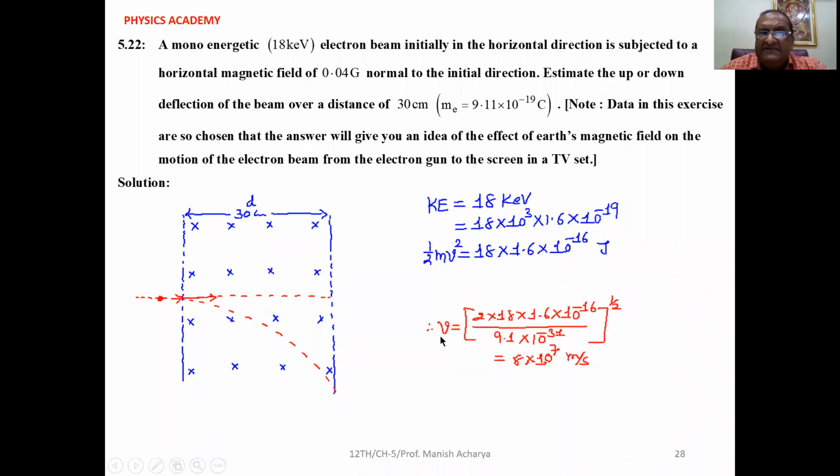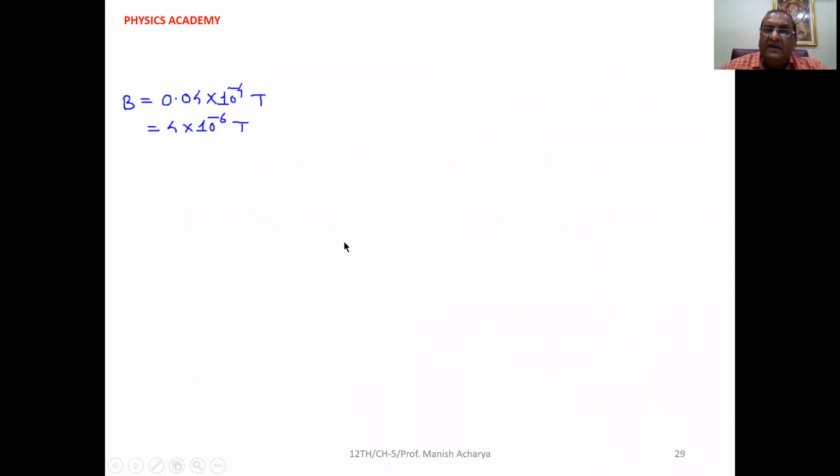Now here make V the subject of the equation. So V equals 2 into 18 into 1.6 into 10 raised to minus 16 divided by the mass of electron, that is 9.1 into 10 raised to minus 31, whole raised to 1 by 2. And when you solve this one, you will get velocity, that is 8 into 10 raised to 7 meter per second. Now the magnetic field given to you is 0.04 Gauss, so that is 0.04 into 10 raised to minus 4 Tesla. So we can write that as 4 into 10 raised to minus 6 Tesla.